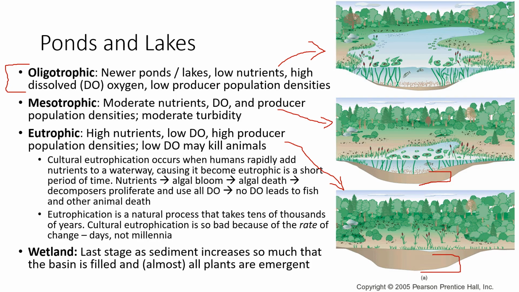Okay, that's the natural process. The natural process is that it takes thousands and thousands, millions of years to go from oligotrophic to mesotrophic to eutrophic. The problem is cultural eutrophication. This is where humans cause eutrophication, not in tens of thousands or millions of years, but in a day or 2 days or 5 days or a week or a month. Okay. The magnitude of change is the issue. And we've talked about cultural eutrophication before. You guys can read through this flowchart and review cultural eutrophication.